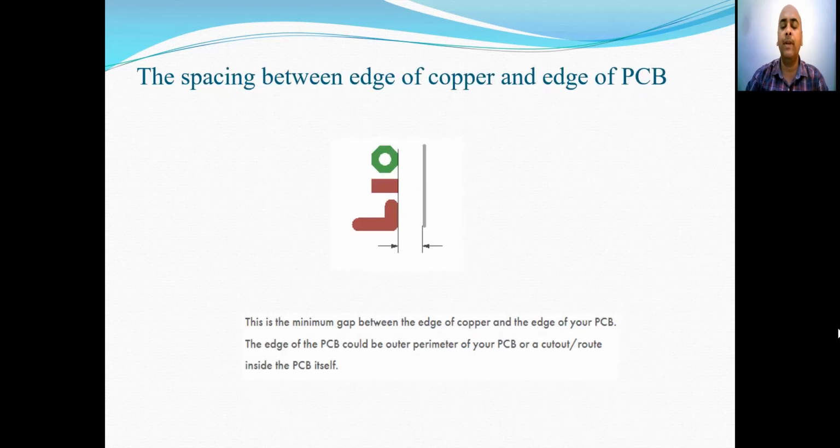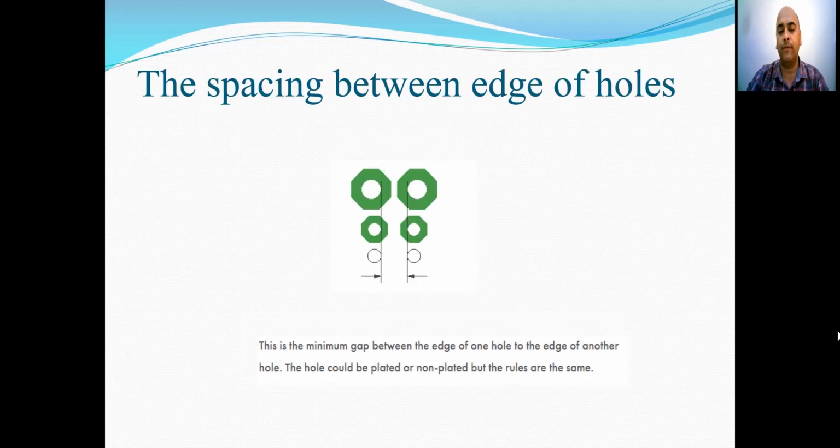The spacing between edges of copper and edge of PCB. This is the minimum gap between the edge of copper and the edge of your PCB. This edge of PCB could be the outer perimeter of your PCB or a cutout route inside the PCB itself.